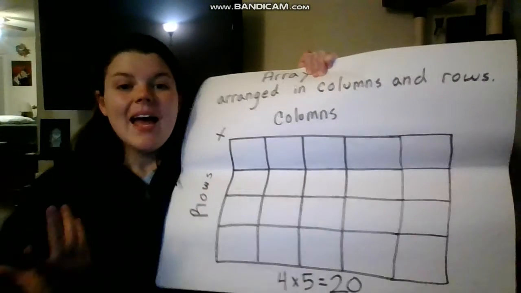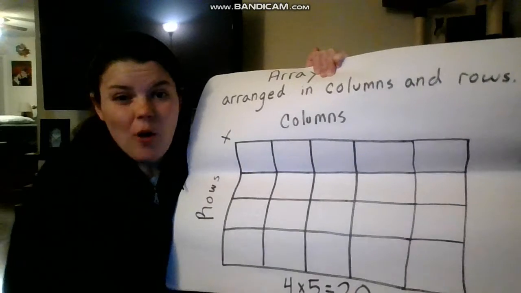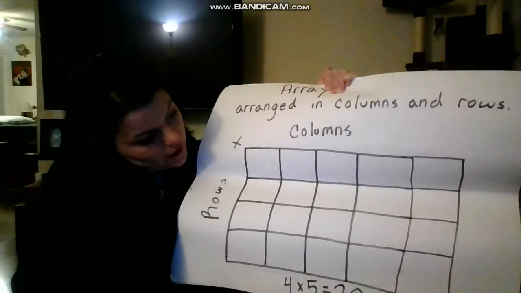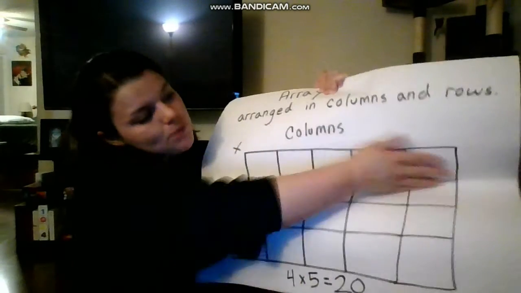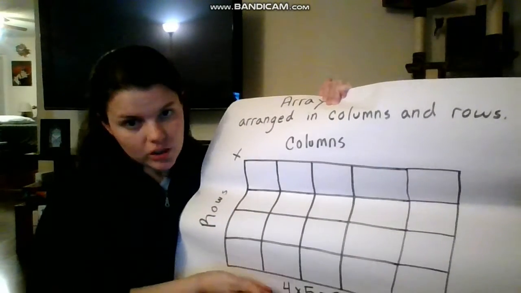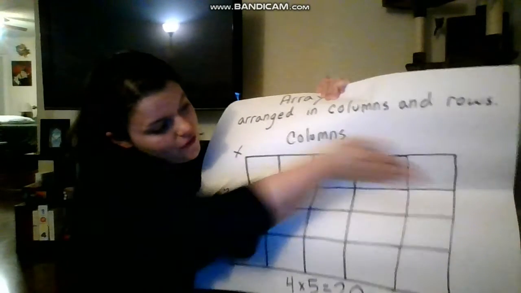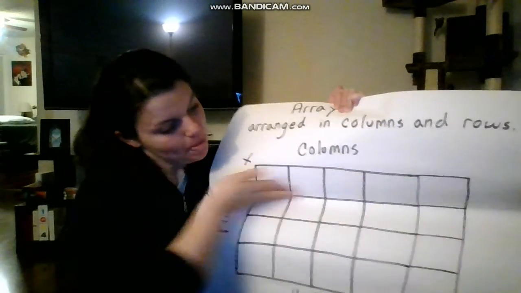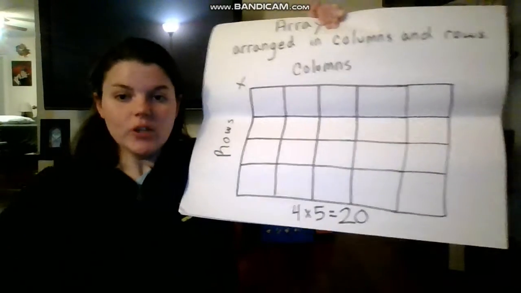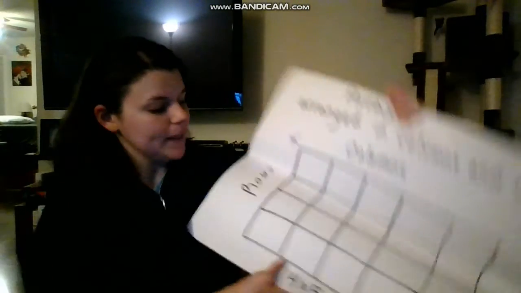Now, since I know how to count by 5, I can skip count by 5. I'm going to look and see that each of my rows has 5, and there are 4 rows, so this would be 5, 10, 15, 20. So yes, 4 times 5 equals 20.